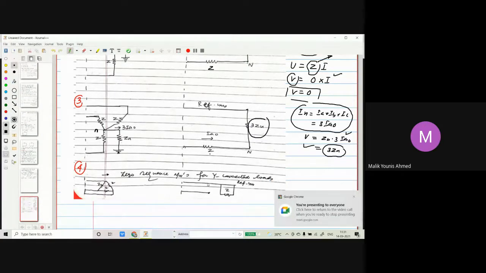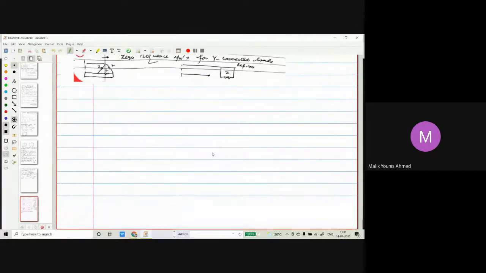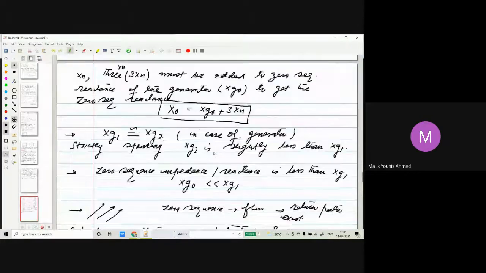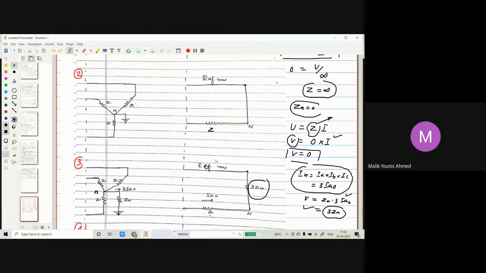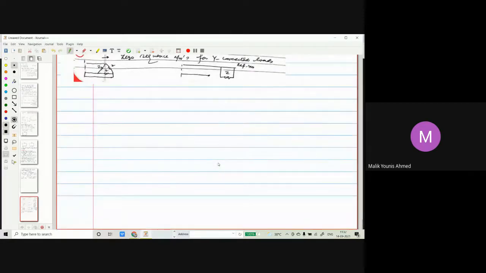So this was something about the different types of connections which we are having. Now after that, I will give you one small topic for the homework, that is sequence network of unloaded generator. It is the same as what we have discussed, but you can draw the networks for that one. So this topic is for your homework. Otherwise, this is a simple topic: sequence network of unloaded generator. Unloaded means Ia, Ib, Ic is 0. Load is not there.